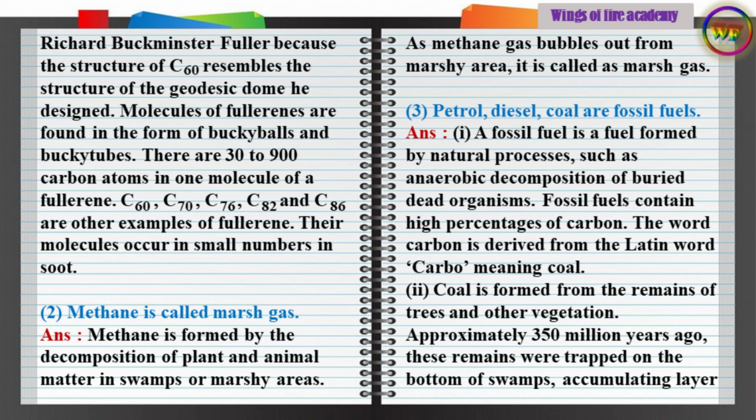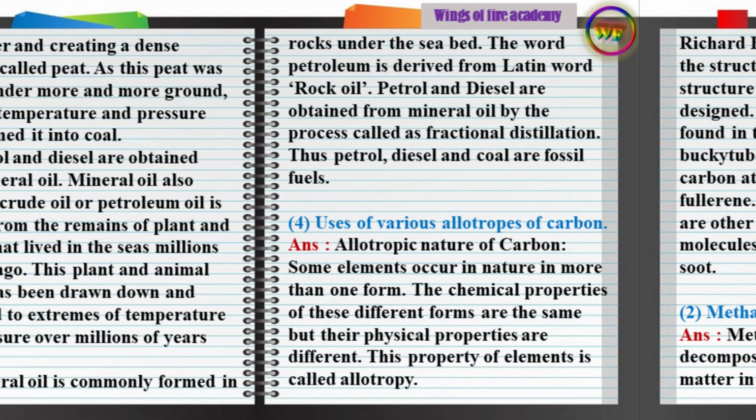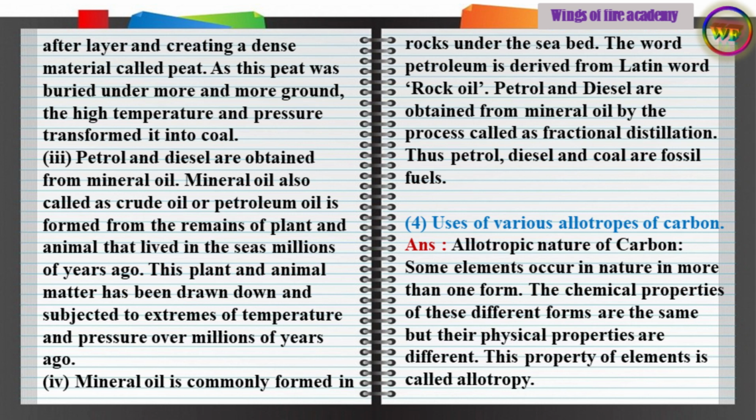2. Coal is formed from the remains of trees and other vegetation. Approximately 350 million years ago, these remains were trapped on the bottom of swamps, accumulating layer after layer and creating a dense material called peat. As this peat was buried under more and more ground, the high temperature and pressure transformed it into coal.